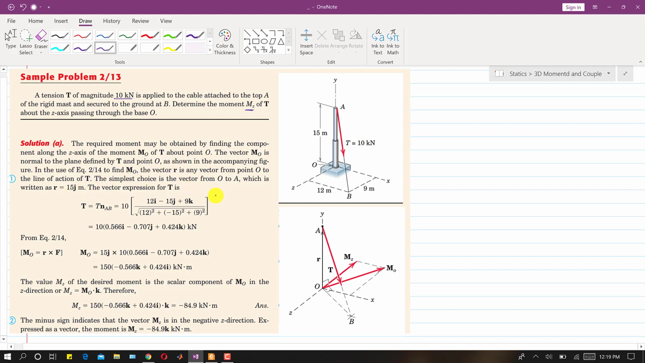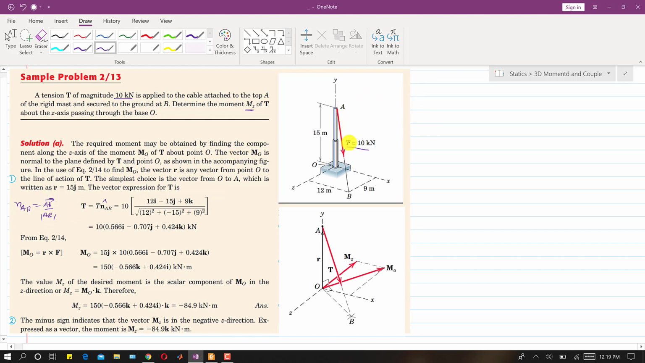Now first, this is the magnitude of T, which we know. So first we will find the T vector. T vector will be equal to T magnitude times the unit vector. To find the unit vector, the unit vector is always equal to the AB vector divided by the AB magnitude. So first we will find the coordinates of points A and B from the origin, and then we will find that AB vector and the magnitude of AB.